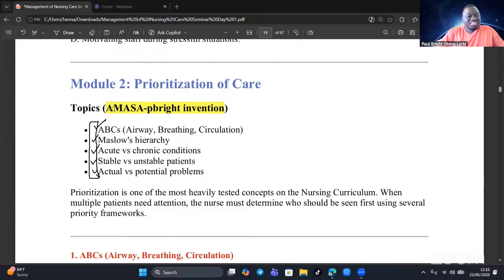AMASA. So the ABCD, the Maslow's. Acute: is the patient acute or a chronic patient? Is the patient stable or unstable? Is the patient having the problem, the headache that the patient is complaining of, an actual problem or a potential problem? This is what you use to check mark.